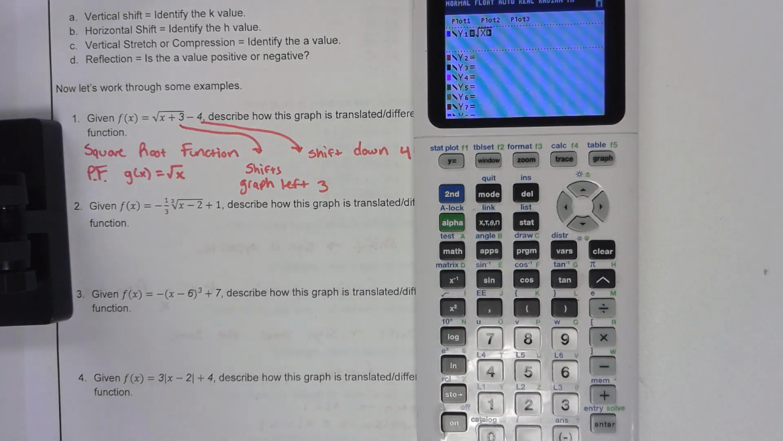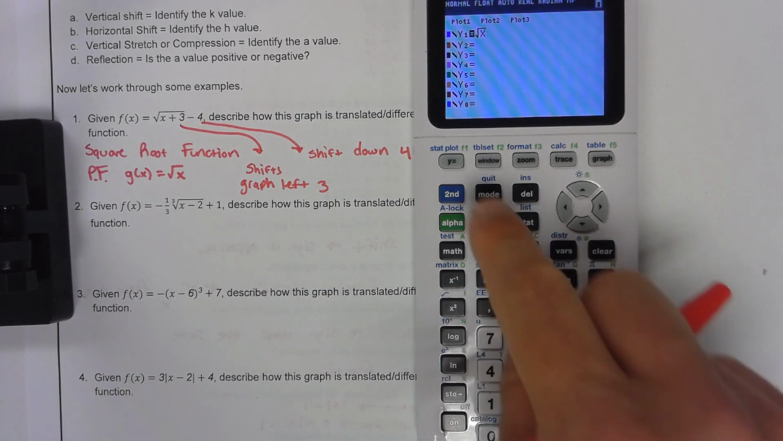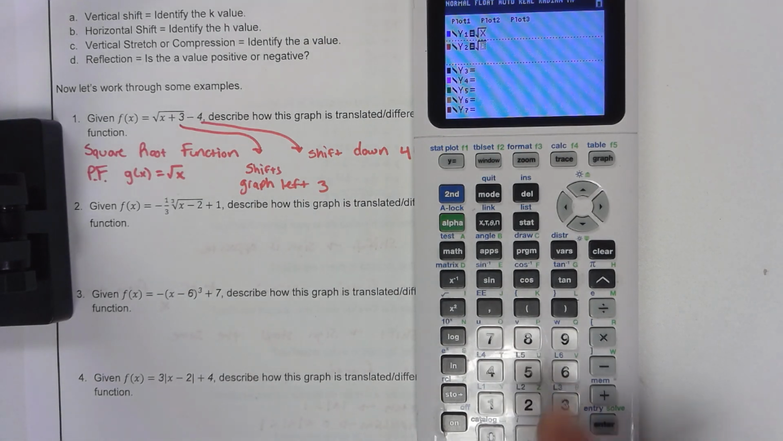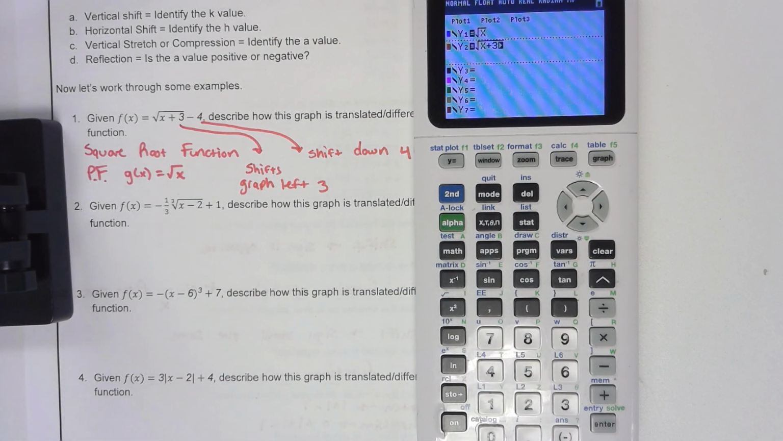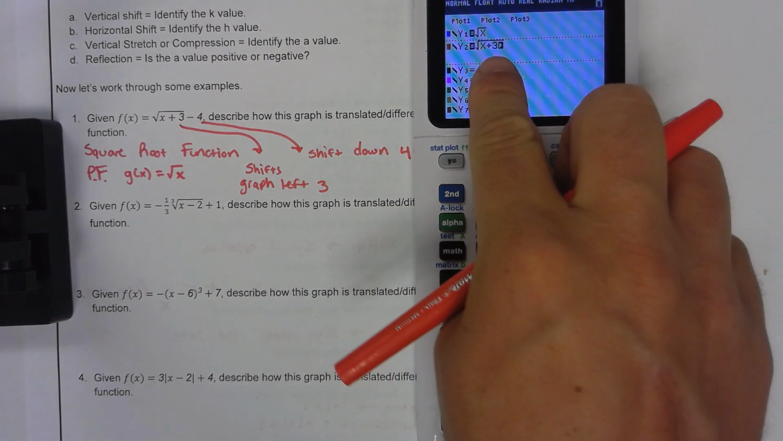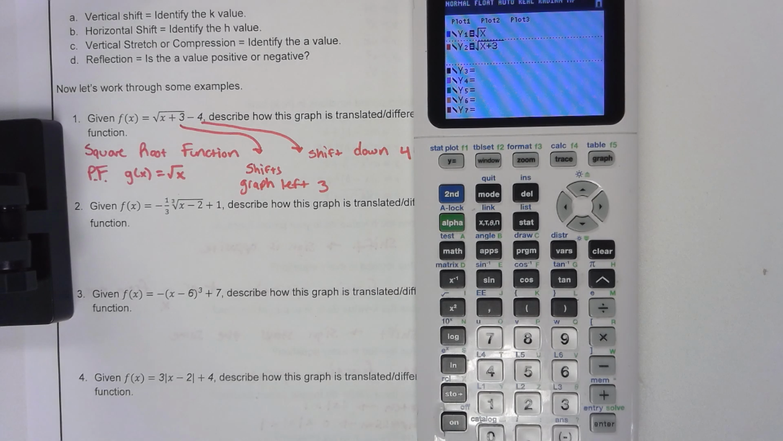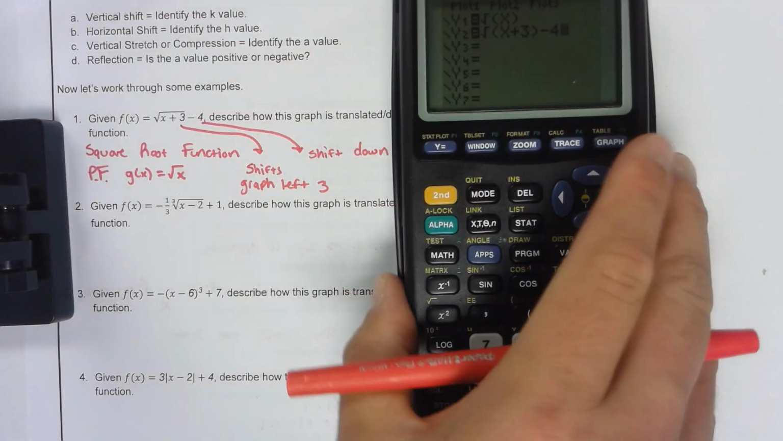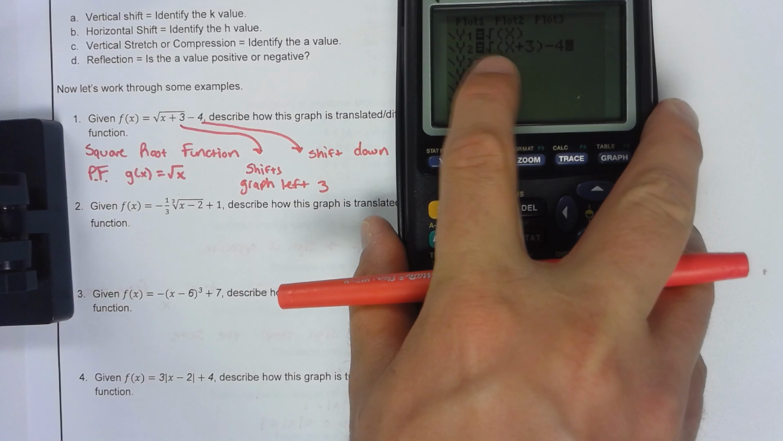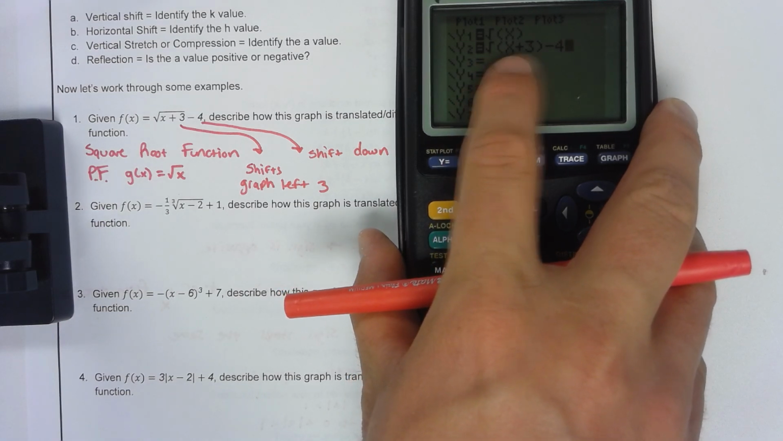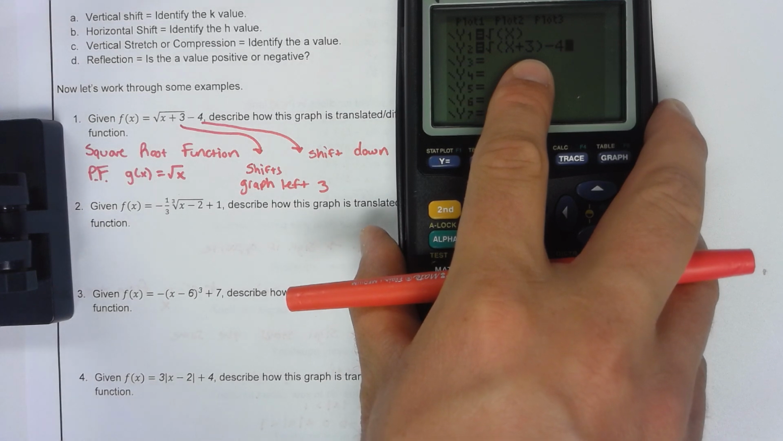All right, then in y2, let's put in the new equation. Once again, we need the square root, so we go second, square root, and then x plus 3. Now this is where everybody's going to have to do something a little bit different. If your calculator is a little bit older and it displayed an open parenthesis, you need to close the parenthesis. For some of you, notice how it shows the square root symbol, but then opens a parenthesis. You need to close that parenthesis before you do anything else.